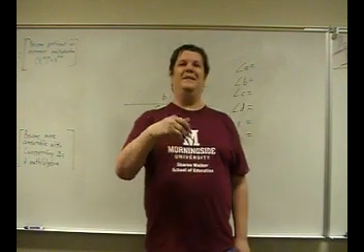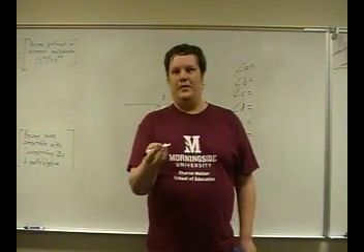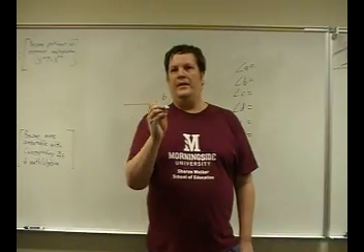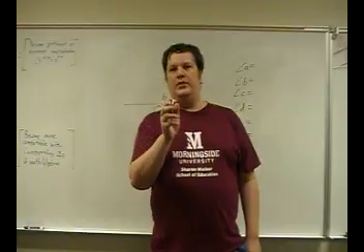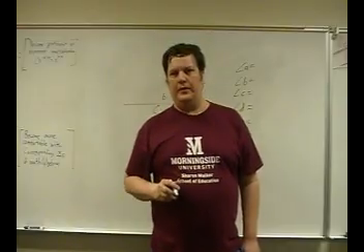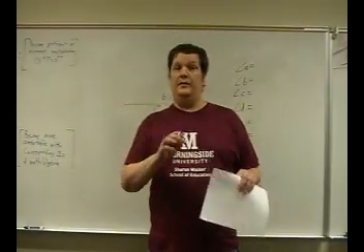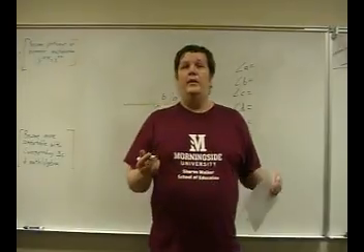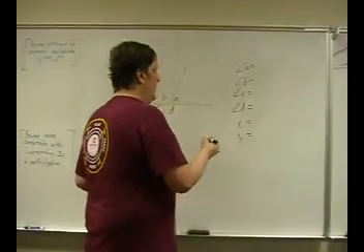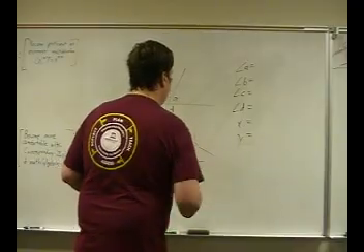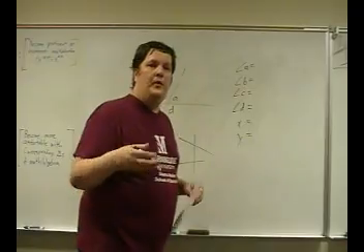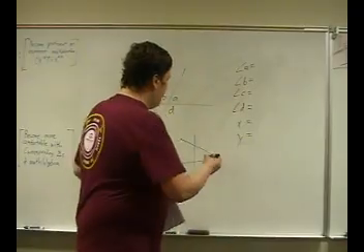Alternate interior, alternate exterior, and corresponding angles all rely on one key detail: you have two parallel lines with a transversal. That's what's needed in order for them to be equal. Now you can have lines that are probably going to intersect, and the thing is that all of those definitions still apply.